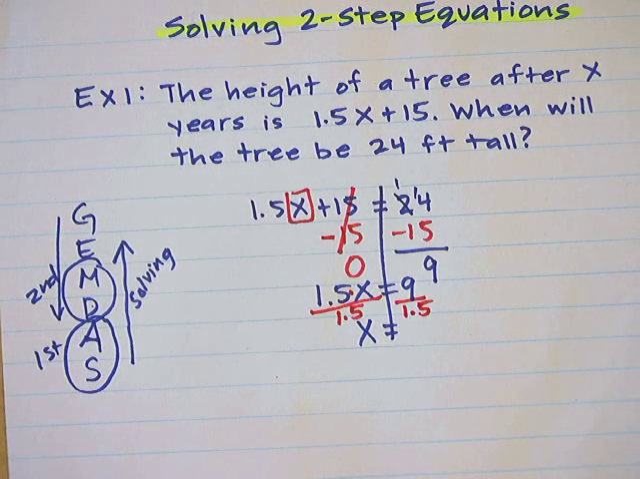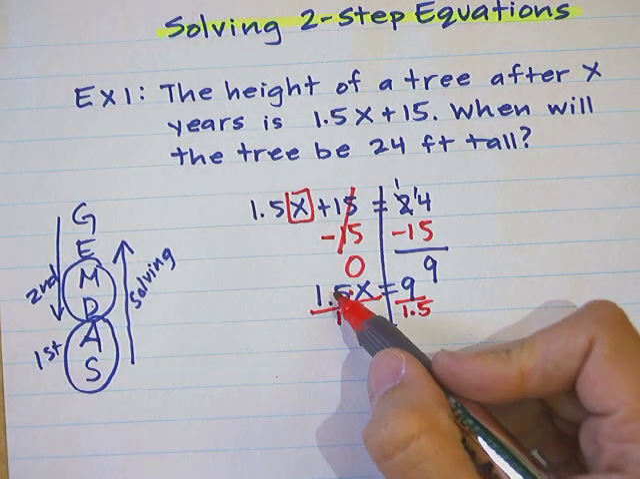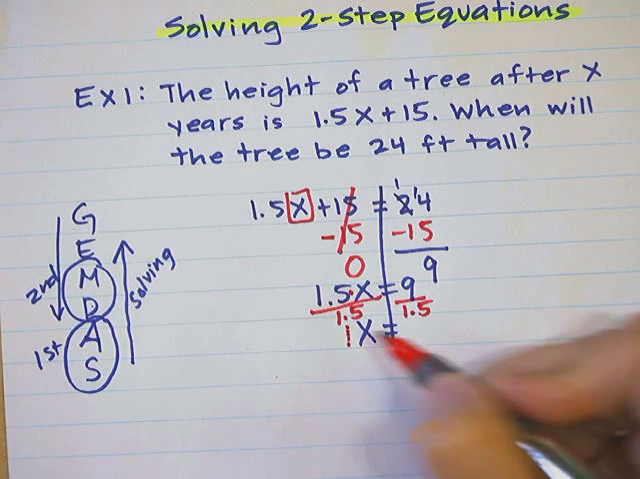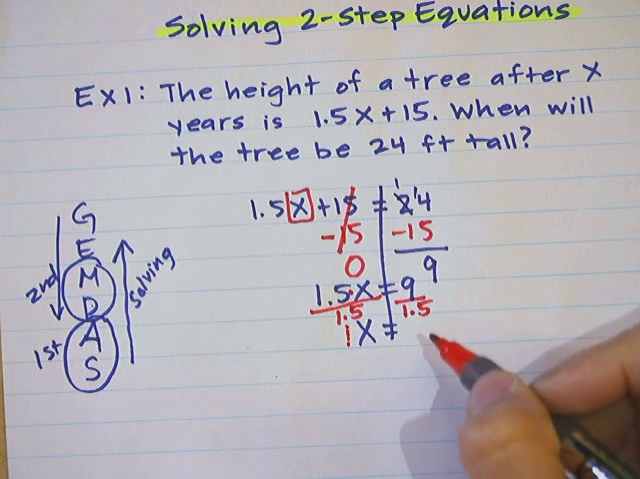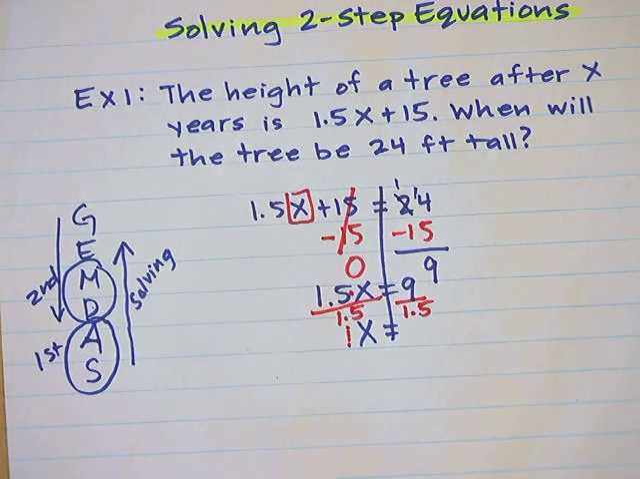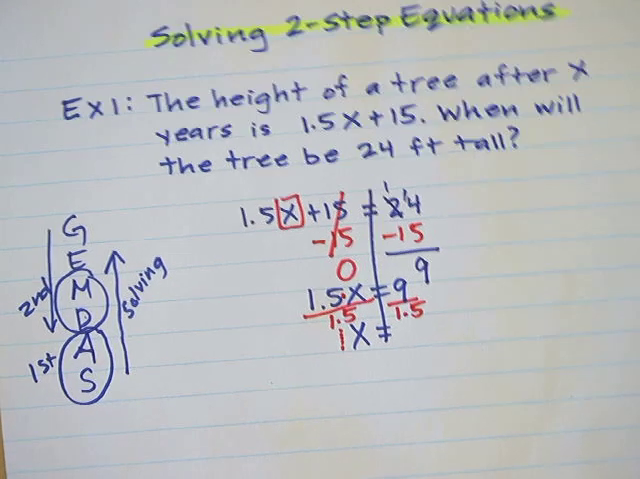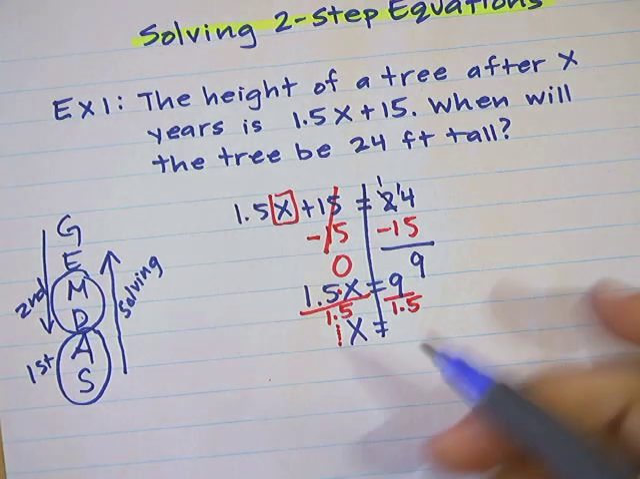So when I divide both sides by 1.5, on this left side, 1.5 divided by 1.5 gives me an invisible 1. And 9 divided by 1.5 is 6.